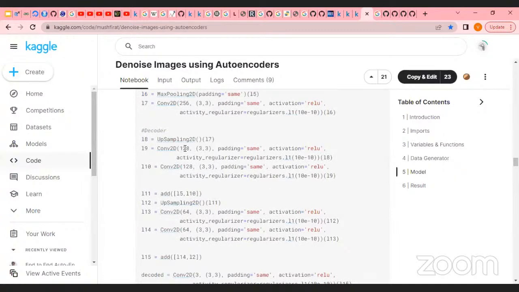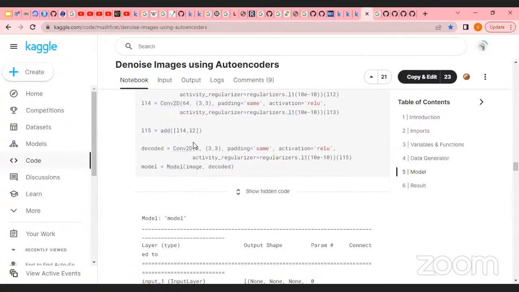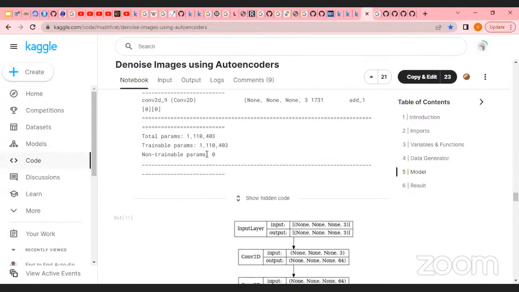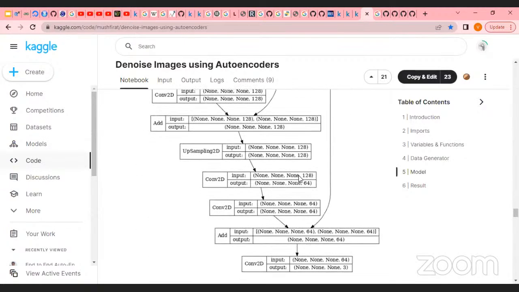But here we first take the highest number of filters, and then the filters are reduced. First, we take a convolution layer with 128 filters, then again 128 filters of 3 by 3 with the same activation and padding. Then upsampling, then the convolution layer is reduced to 64. And this is the final layer, which is passed to my last layer. This is how the model will look, and you can even visualize it layer by layer.